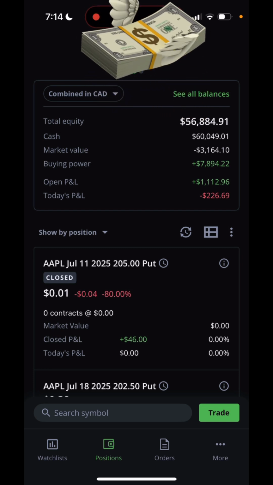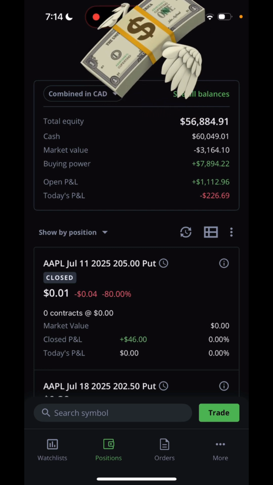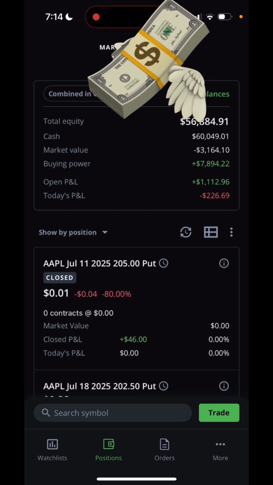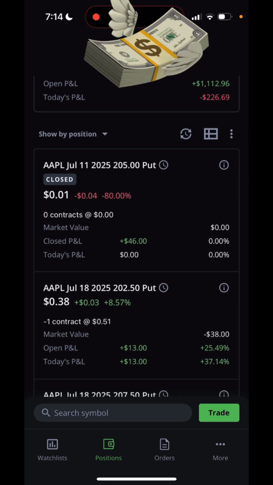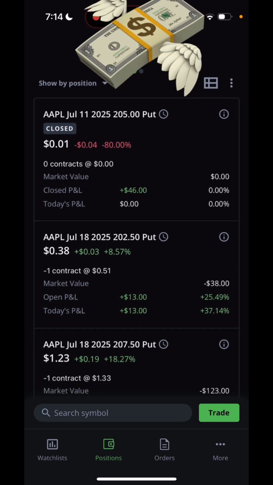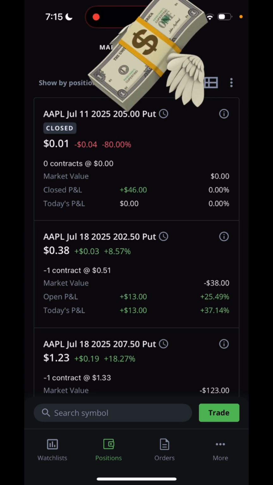I didn't record them all, but I'll see if I can give a recap of what I did. Anyways, we opened up some new positions or some new tickers. So we started selling some puts on Apple.